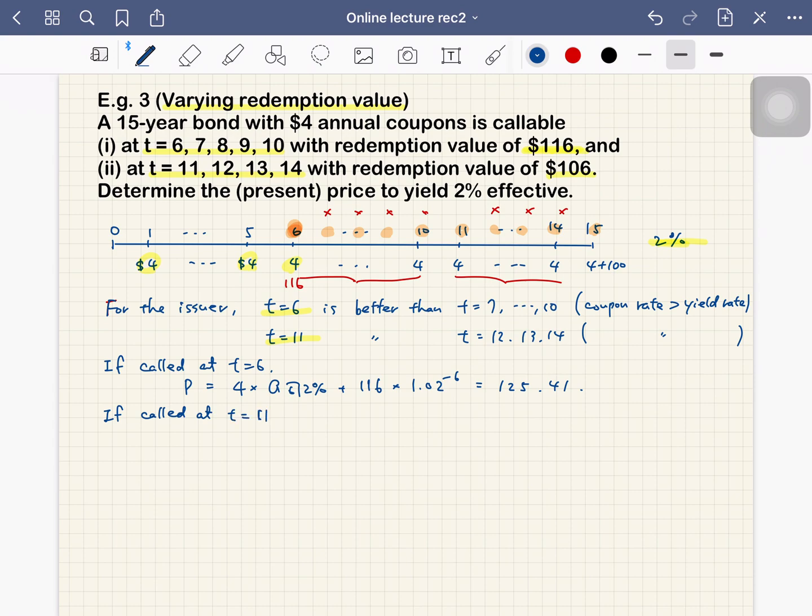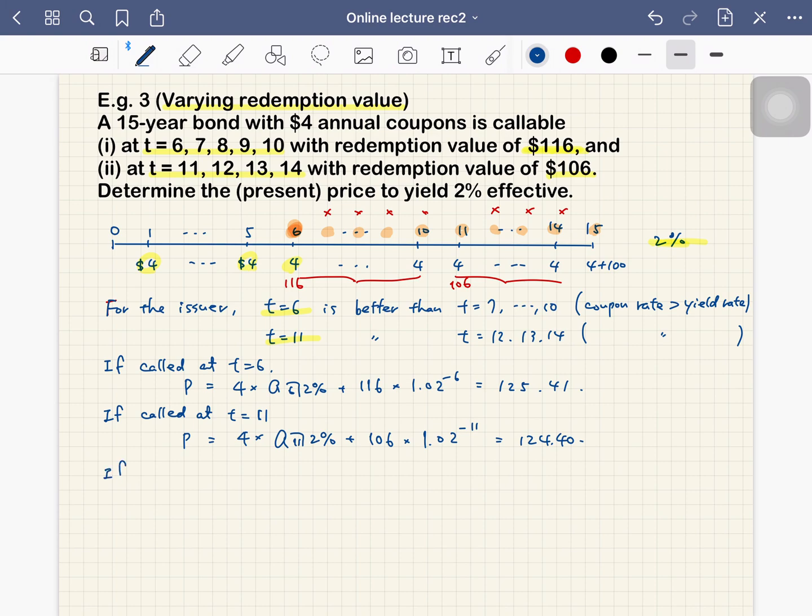Okay, now we calculate the case that the bond is called at t = 11. Then P = 4 times a angle 11 at 2%, and the redemption value is 106. So if redeemed at 11, 106 times 1.02 to the power negative 11. So this becomes 124.40.